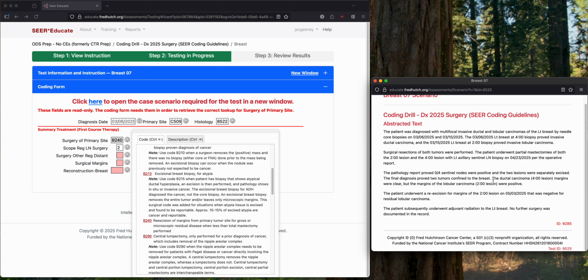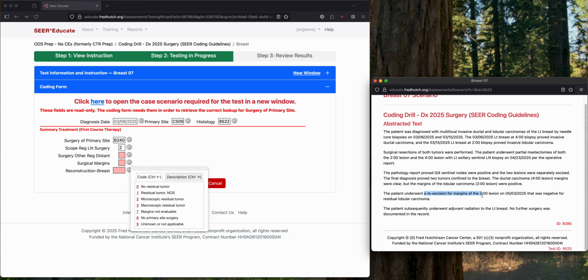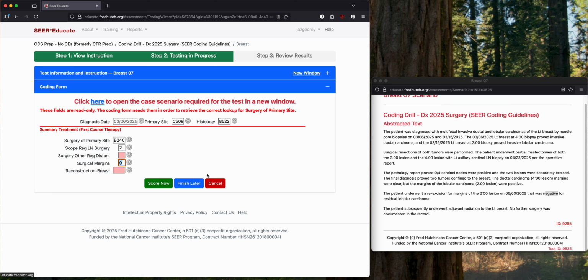Okay. It was negative. So both margins are clear. We can put here in the surgical margins field 0. There's no residual tumor. If we didn't do a re-excision and there was a positive margin, then you would put residual tumor. But again, in this scenario, there was a re-excision for margins and it was clear. No residual tumor, code 0.